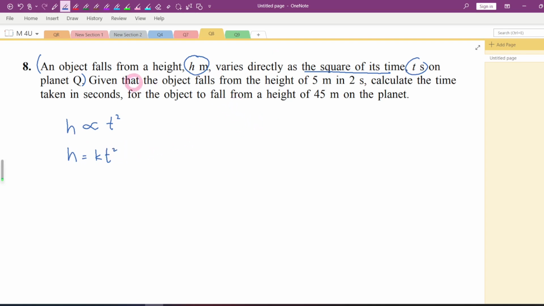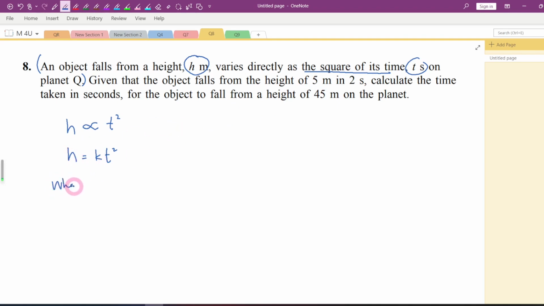Okay, given that the object falls from the height of 5 meters in 2 seconds, calculate the time taken in seconds for the object to fall from a height of 45 meters on the planet. Okay, same thing here. We have two ways to solve it, but I will only show you one of it. You can try the other one. Now I want to find the constant of variation first.